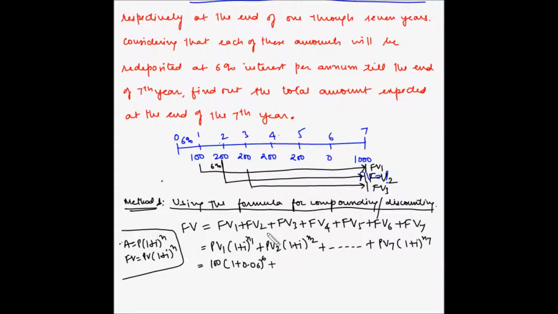Plus, now PV2 is 200. So 200 into, now 1 plus 0.06 I'll directly add, so 1.06, and n2 will be 5, plus 200 into 1.06 to the power 4 plus 200 into 1.06 to the power 3 plus 200 into 1.06 to the power 2 plus 0 into 1.06 to the power 1 plus 1000 into 1.06 to the power 0. Now 1.06 to the power 0 will be 1.